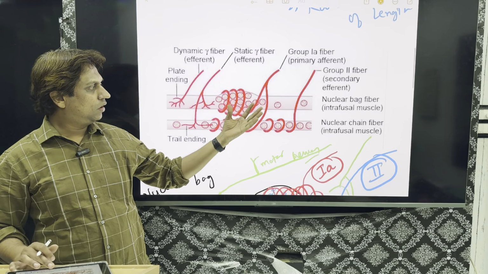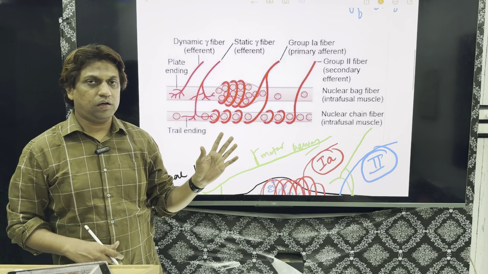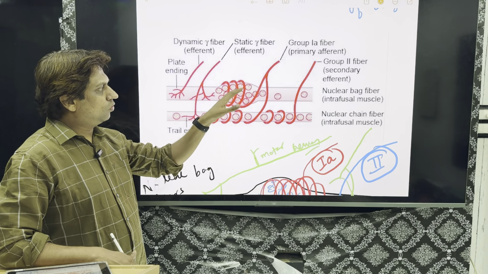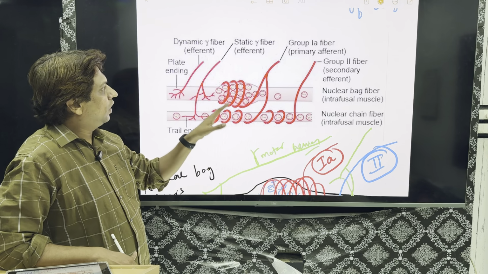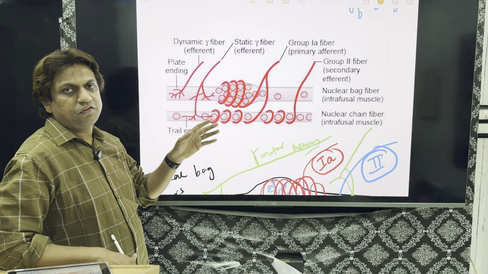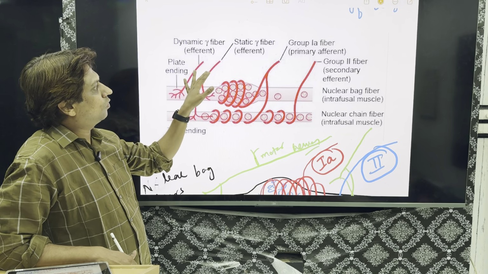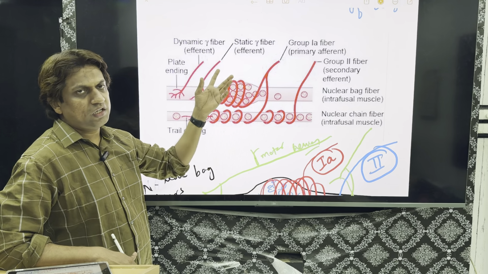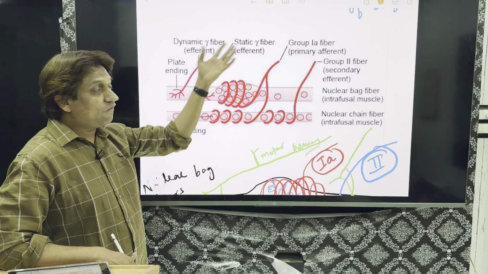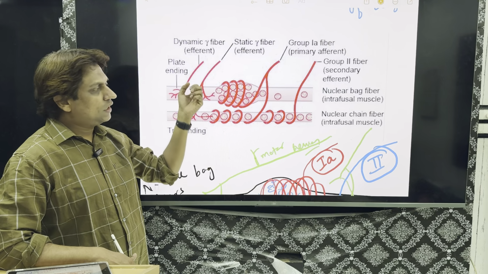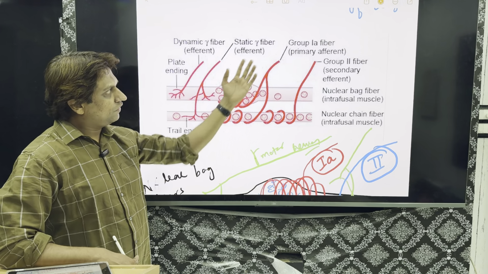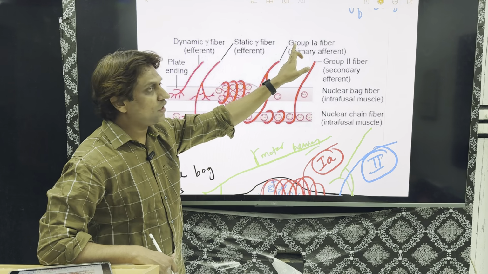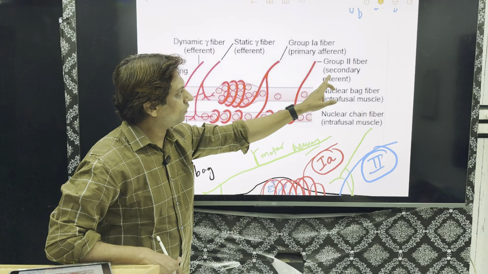Okay, let me draw and show you the structure as it is in your textbooks. It consists of both nuclear bag fiber and nuclear chain fibers, and these nuclear bag and chain fibers are supplied by the gamma motor neuron. These are the gamma motor neurons. Again, gamma motor neurons are dynamic and static gamma fibers. They are the efferents that come from the spinal cord. Now, to the spinal cord, the sensory fibers are of two types. One is group 1A fiber, that is primary afferent, and group 2 fibers, that is secondary afferent.